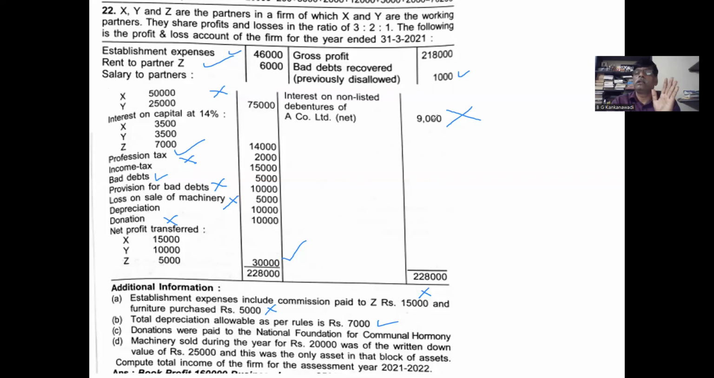In the business, you directly deduct two items, 1,000 and 9,000. These two come under less, and disallowed comes under the add. Now you see the solution.